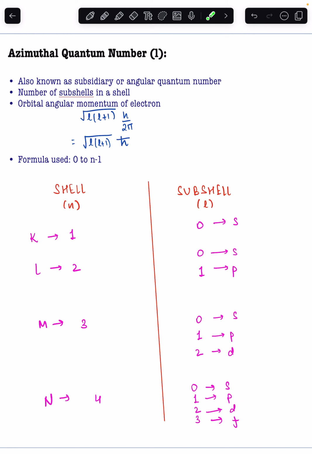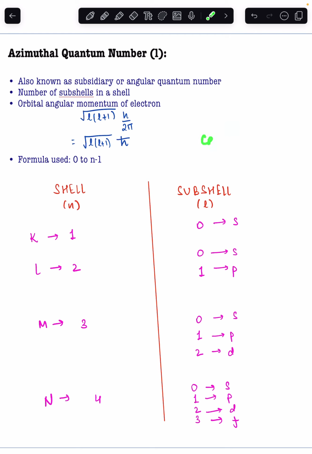Now, the number of electrons that can be filled in each subshell, we will study right now. After that, you will understand it better once we study the magnetic quantum number as well. But for now you just need to understand that for the azimuthal quantum number l, the formula is 0 to n minus 1. Basically, there is a question that is sometimes asked: can 2D exist?